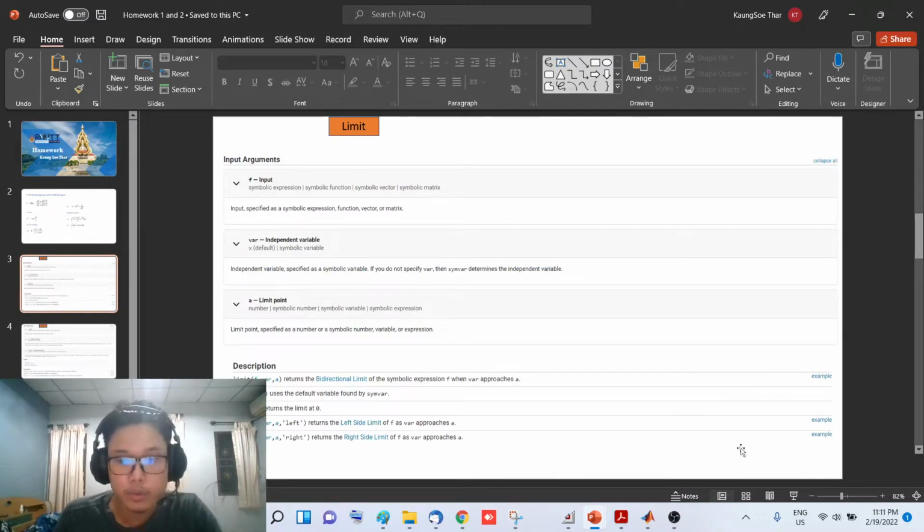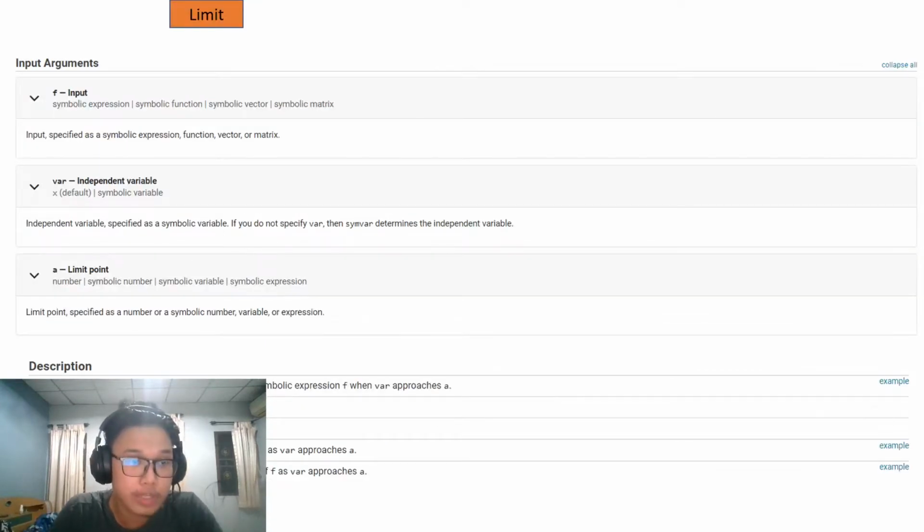We are using the limit function, which is already written in the program, and we have to use the function. So we have to know the input arguments and their descriptions. For the limits, f is the input, var is a variable, and a is the limit point.